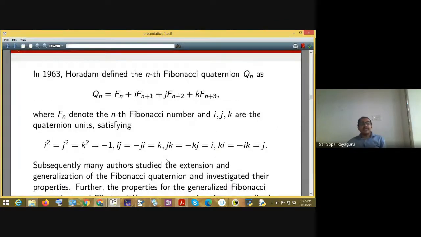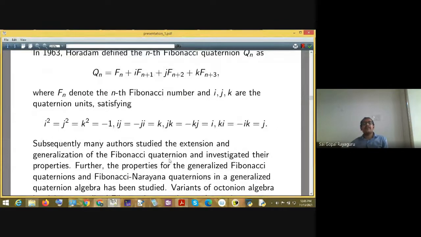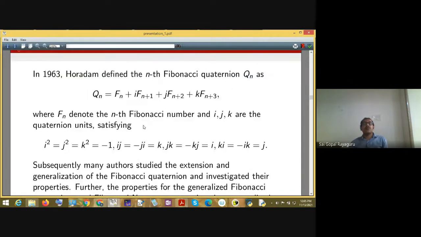Now in 1963, Horadam defined the nth Fibonacci quaternion and nth Lucas quaternion. The general definition is that any element in the quaternion is of the form a plus i times b plus j times c plus k times d.